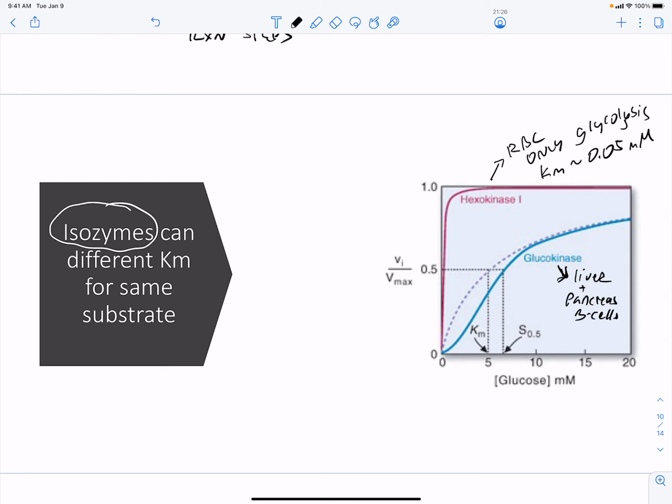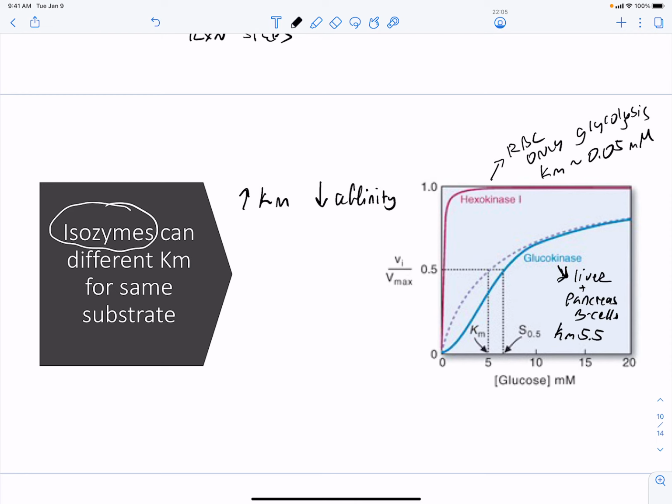So in the liver and pancreas, glucokinase has a Km of about 5.5 for glucose. So the higher the Km, the less affinity. Okay, so you can basically think about it as your glucokinase, when glucose is at low levels, it's kind of like, nah, I don't want to bind to you. But when glucose increases, then it's bumping into glucokinase so much, glucokinase kind of gives in and says, fine, I'll bind to you and I'll change you to glucose 6-phosphate.